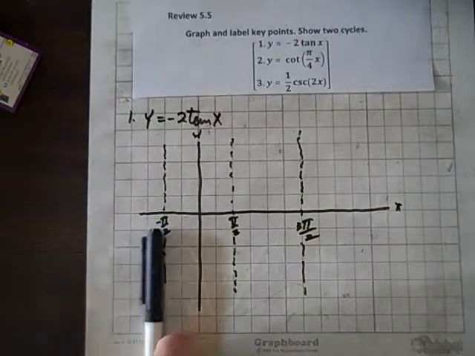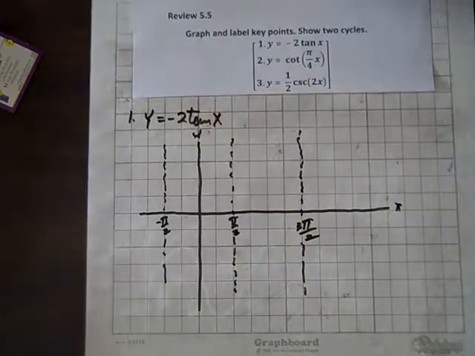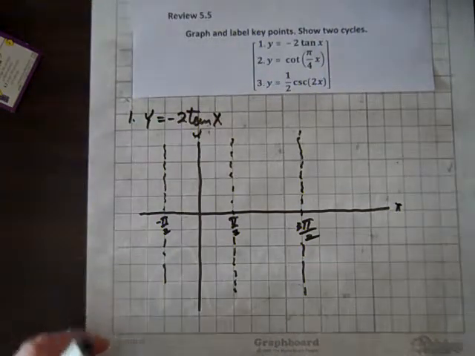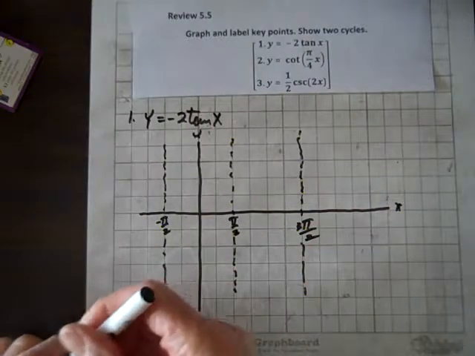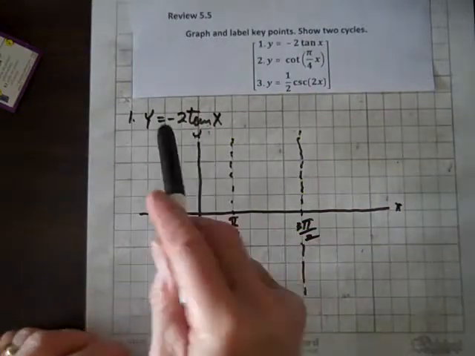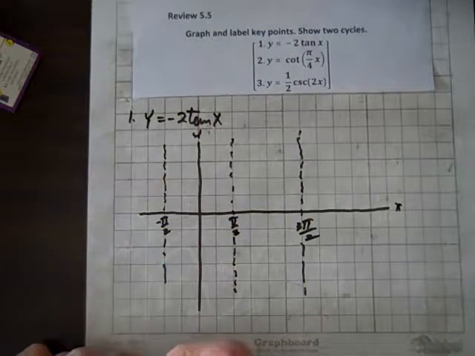Okay, now we're doing the review 5.5, and the first question is graph and label key points, show two cycles for y equals -2 tangent x.